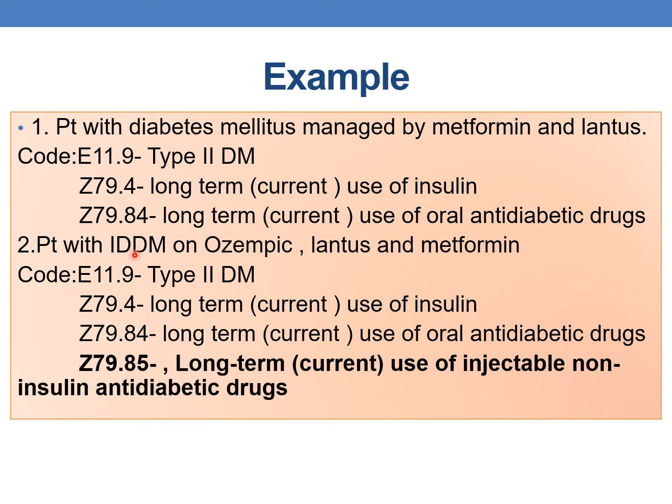So, for insulin-dependent diabetes mellitus, you need to indicate type 2 diabetes mellitus E11.9, type 2 diabetes mellitus without complications, followed by Z79.4 to indicate long-term current use of insulin, followed by Z79.84 to indicate long-term current use of oral anti-diabetic drug. Long-term and current means the patient must be using it, and he should be using it for more than 6 months, which is indicated as long term. And finally Z79.85, which is a new addition, long-term current use of injectable non-insulin anti-diabetic drug.